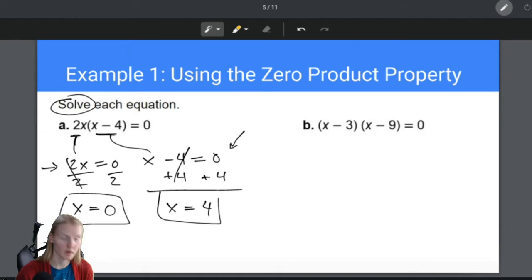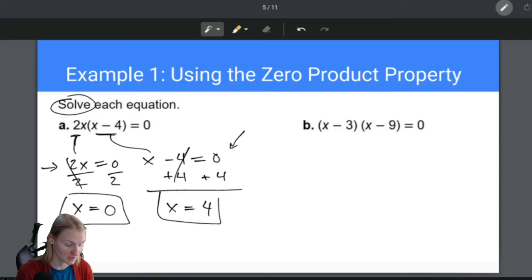And x equals 4. Ta-da! There you go. You have solved the equation. So, if you're confused, don't worry, we have another example right over there. If you think you know what's going on, I'd encourage you to pause the video and try B on your own, and then unpause it, and let's do it together.